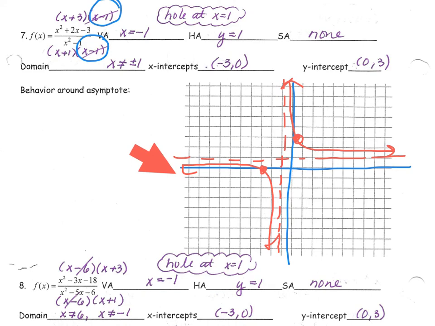I come over to x equals 1. x equals 1 is about here. So if I had an eraser, I could erase a little piece of this graph here, and then, coming in with blue, there would be a hole right here. So take your eraser and make sure you put a hole in that graph.